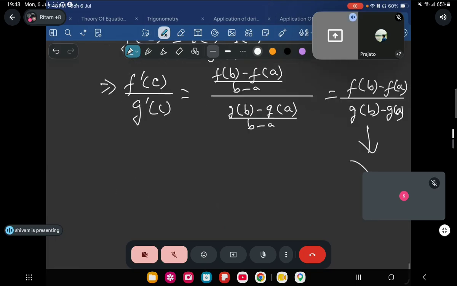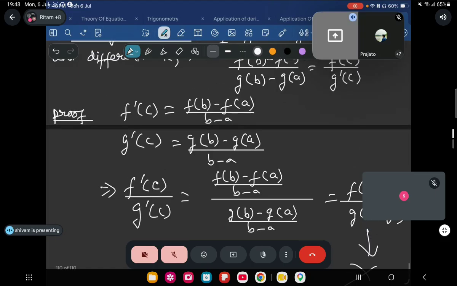But everyone, this proof is totally wrong. Can you tell me why? The proof which I did, this proof is totally wrong. Can you people tell me why? Okay, think for 2 minutes and then I'll ask.